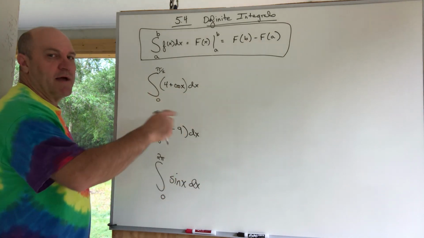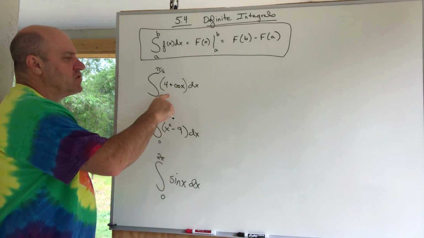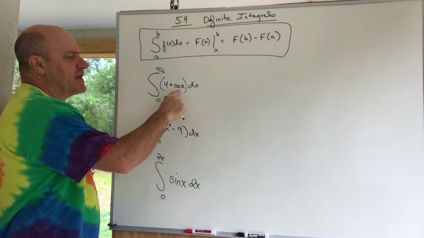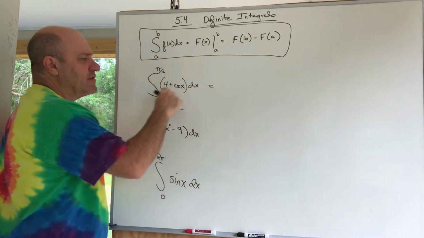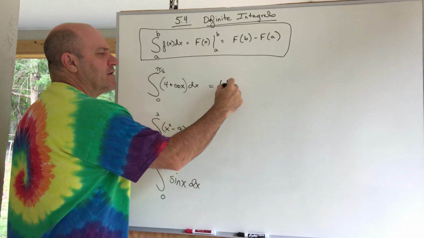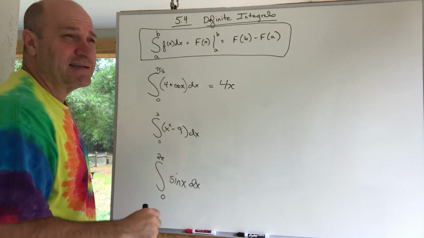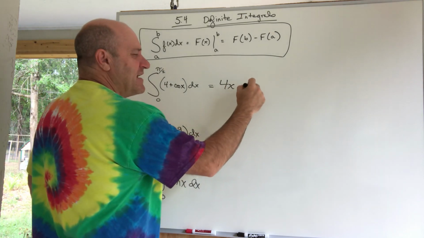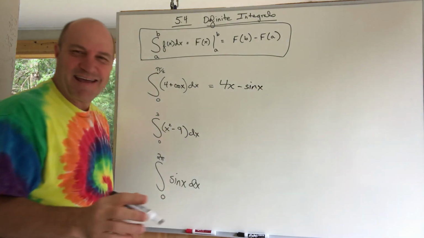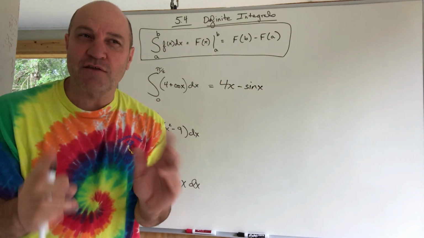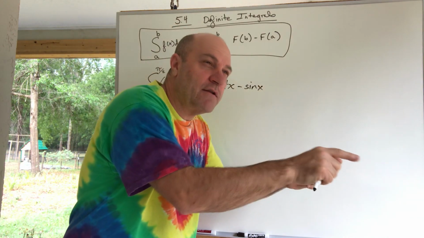I've got a few here on the board. I want to do this integral, 4 plus cosine x. It's easy to do. You integrate the 4. Anybody know how to integrate a 4? Good job. Anybody know how to integrate a cosine x? I think you get negative sine x. Is that right? Hang on. What's the derivative of sine? The derivative of sine is cosine. No, hang on.